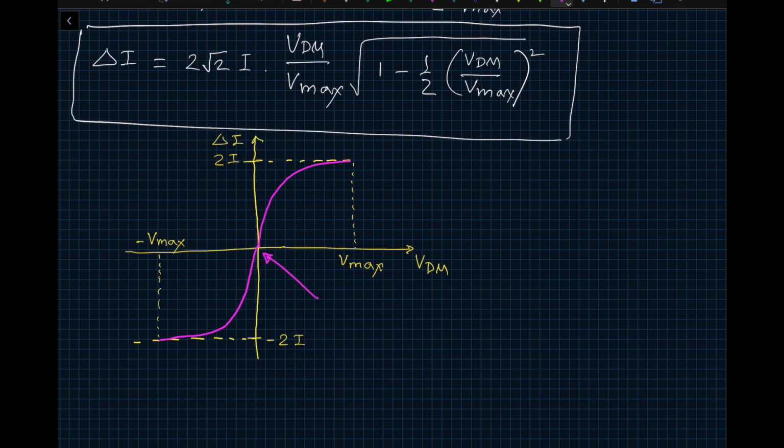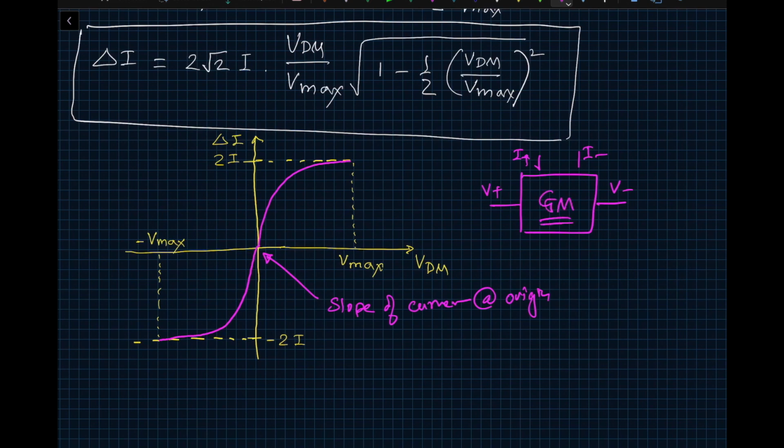What is the slope of the curve at the origin? I'm applying a differential input voltage VDM, and I'm looking at delta I at the output. You can think of this as a black box where I'm applying V plus and V minus, and I have currents I plus and I minus, and I'm looking at the difference between the currents. So this looks like a GM, or transconductance.